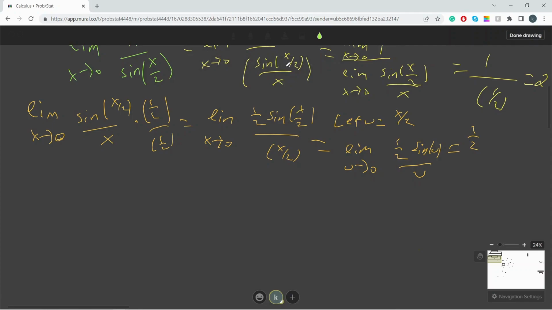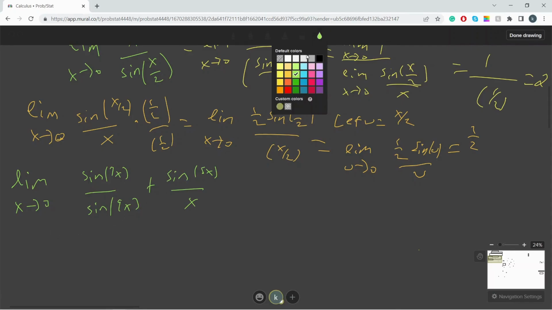It'll put together the concepts we've discussed in the past two problems. So we want to solve the next problem: the limit as x approaches 0 of sine of 7x over sine of 9x plus sine of 5x over x. All right, cool. So we have this addition of two fractions. By the sum rule of limits, we can separate these out into two separate problems.